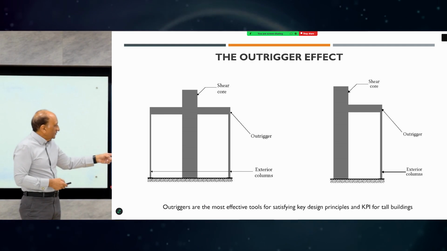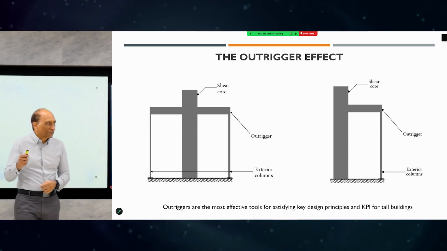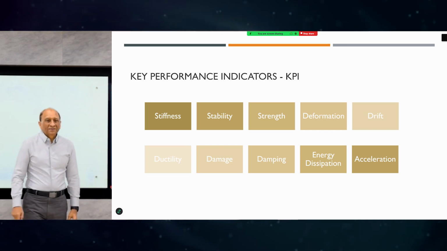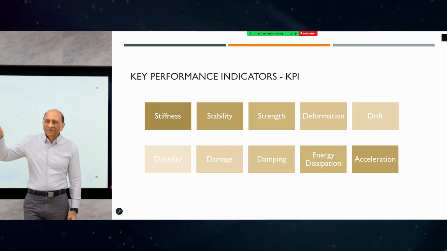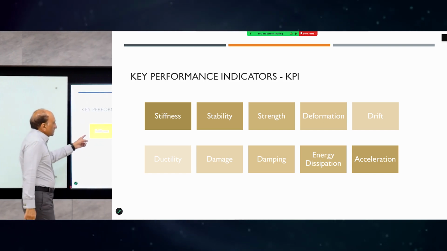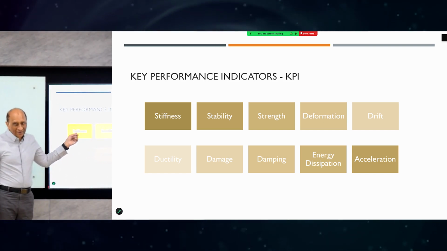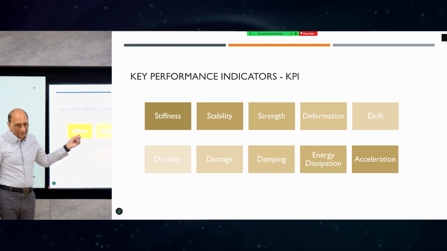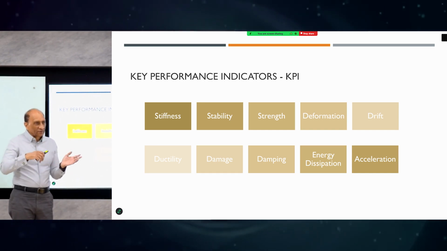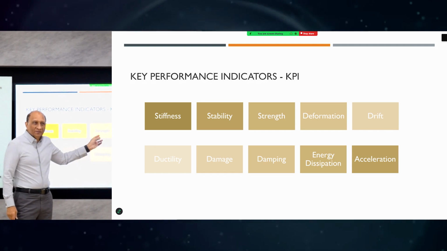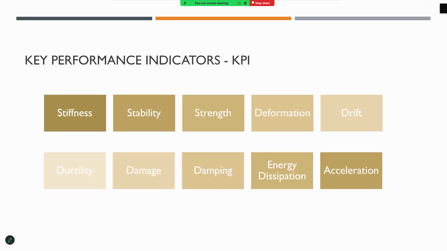So outriggers are the most effective tools for satisfying key design principles, or the KPIs. So what are the KPIs? These are the 10 KPIs. Once you finish your project, you should check all of them, right? Start from stiffness: you should have enough stiffness, but not too much. Stiffness is good for wind, not so good for earthquake. So the right stiffness. Stability: it should not fall down, should not overturn. Strength: it should not break in shear or something, it must be strong enough. Deformation: it should have the ability to deform, but not too much. The drift, horizontal drift, but not too much, a certain drift.